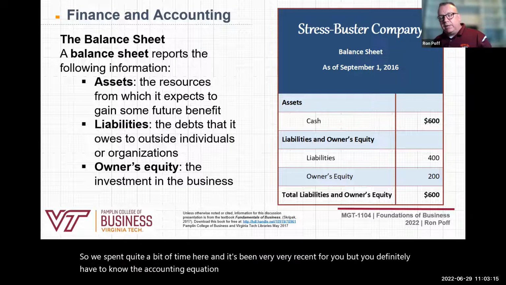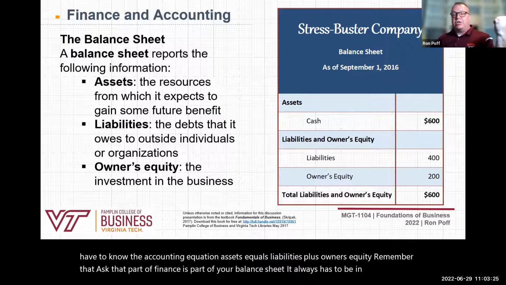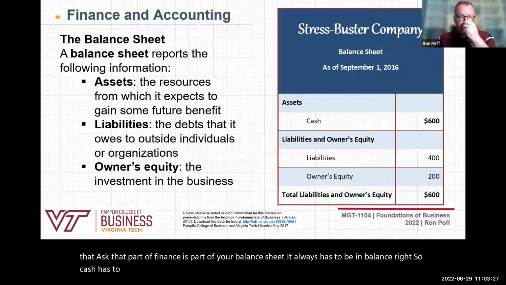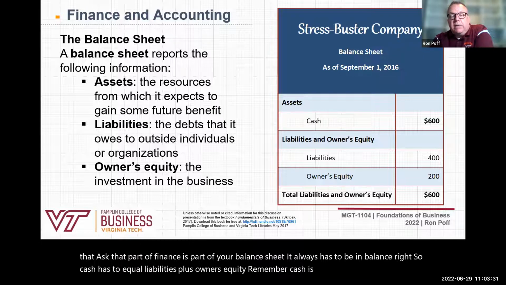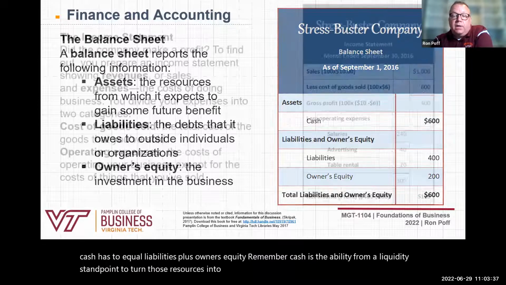Assets equals liabilities plus owner's equity. Remember that that part of finance is part of your balance sheet. It always has to be in balance, right? So cash has to equal liabilities plus owner's equity. Remember, cash is the ability from a liquidity standpoint to turn those resources into cash in a short period of time.